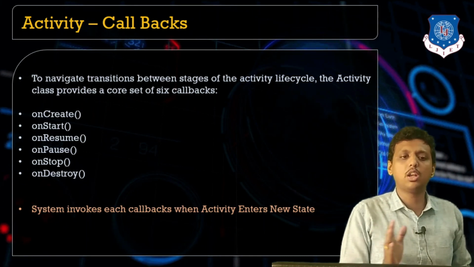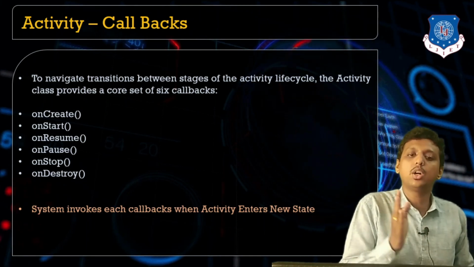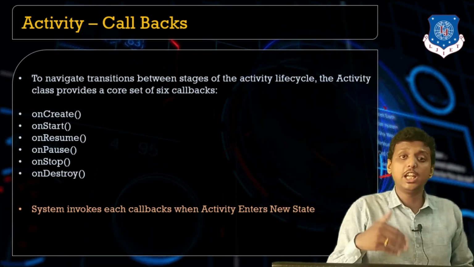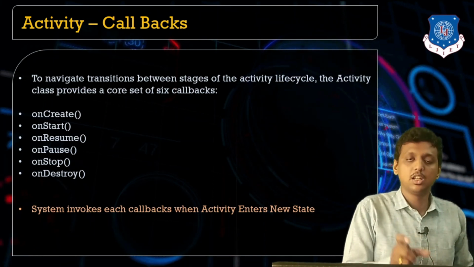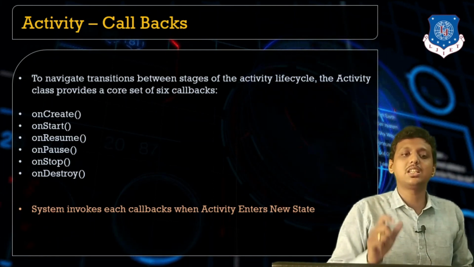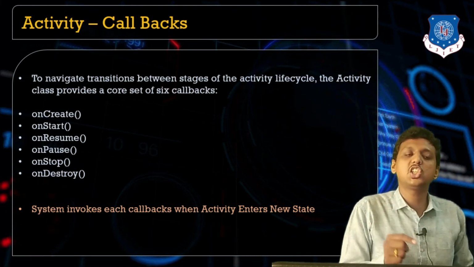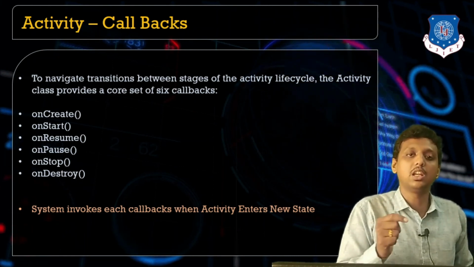Why are they known as callback methods? Because to navigate from one activity to another activity, we need to maintain our activity lifecycle, or it might be possible that we need to call one method from another method. So like this, we need callbacks. The system invokes each and every callback when the activity enters a new state.